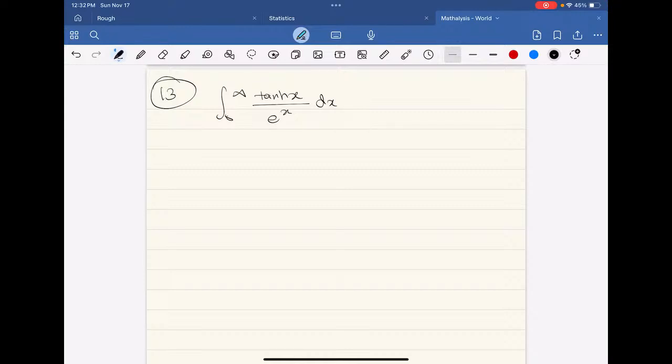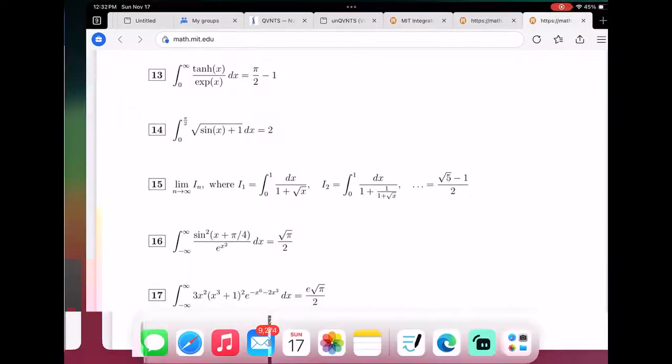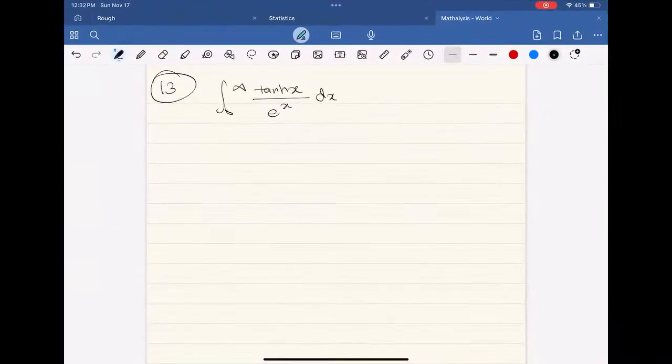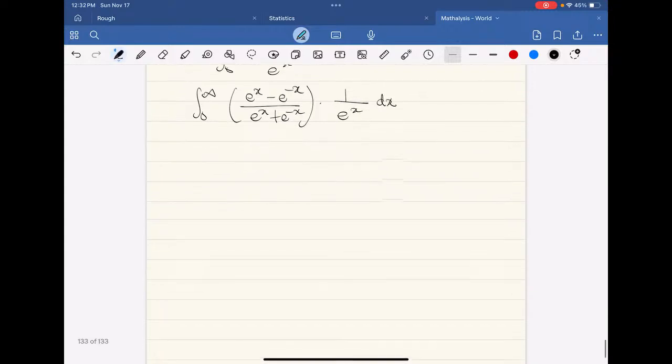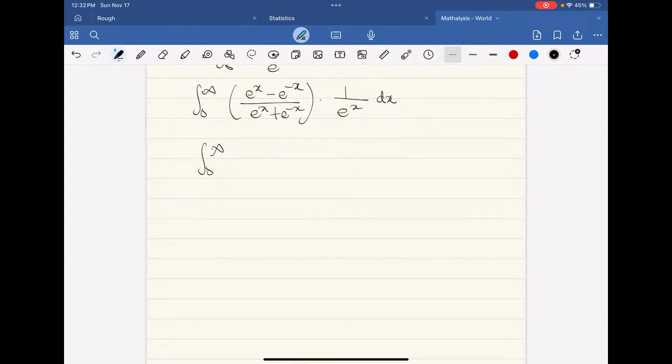Now to solve this one, what should I use? We know that tanh x. I think we should use the definition of tanh x, right? So if I use that, this will just be the integral from 0 to infinity. The definition of tanh x is just e to the power x minus e to the power minus x by e to the power x plus e to the power minus x, right? And then this is 1 by e to the power x dx. Yeah. Now I can just use the e to the power x to divide the numerator.